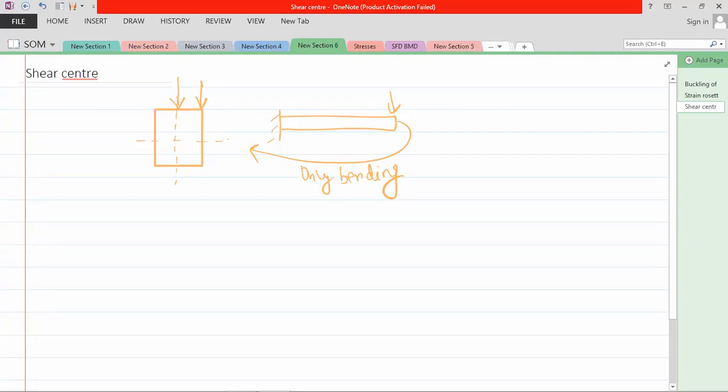Now if you apply the load at this point, what will happen? Let me erase this point. Suppose I am pointing at this point, what will happen? You can substitute the load at the center, and a couple will be left that will twist the body, because you are saying that this causes twisting as well as bending. So for this case, you will have twisting as well as bending.